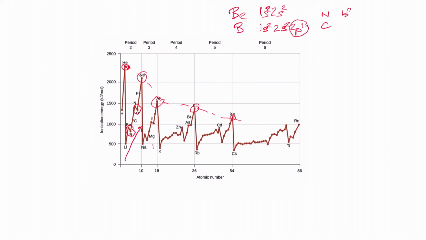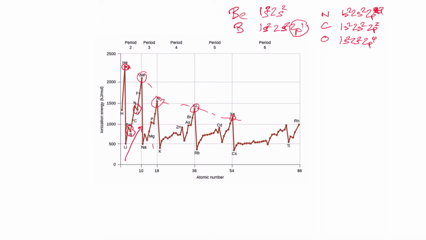Nitrogen is 1s2, 2s2, 2p3, whereas carbon is 1s2, 2s2, 2p2, and oxygen is 1s2, 2s2, 2p4. So this should be 3.